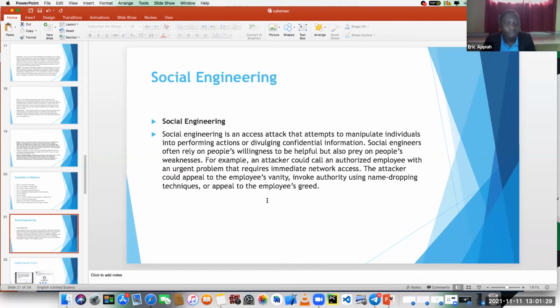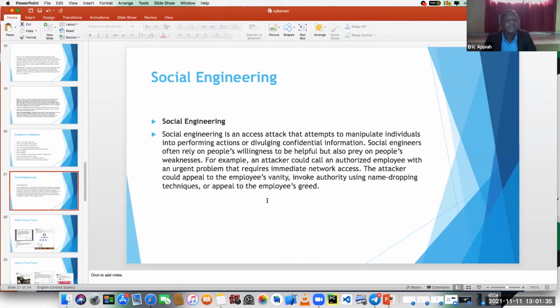Now, social engineering. Social engineering, as I explained earlier, is attempts by individuals to manipulate others into performing actions or revealing confidential information. A typical example is the mobile money fraud, which we will go on to. So they call you or they send you an email and pretend they are someone else. In the mobile money fraud case, they pretend they are from MTN Mobile Money and then ask you to send your Momo PIN or whatever so that they can withdraw money from your account. That's social engineering.